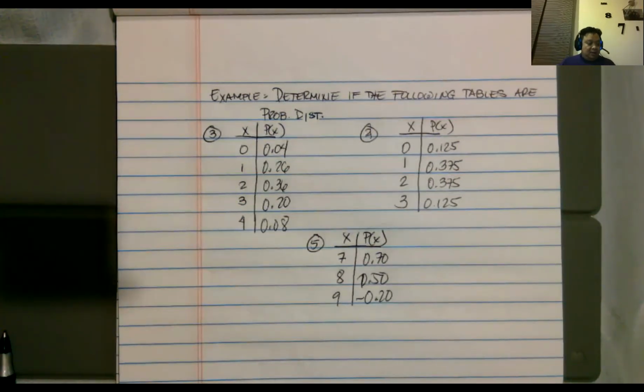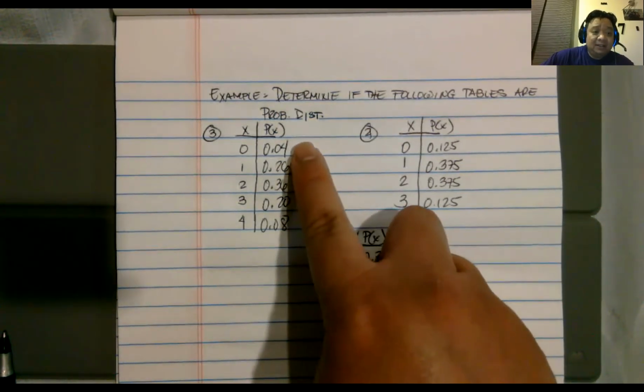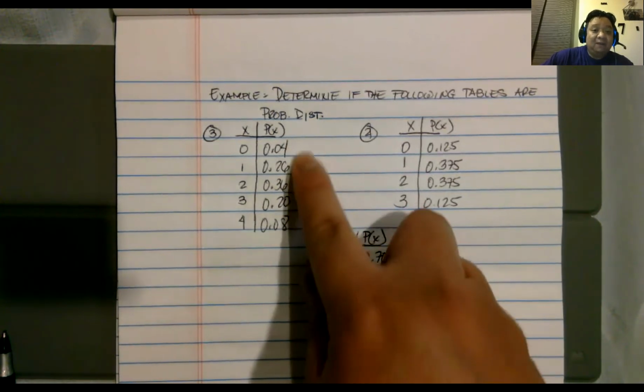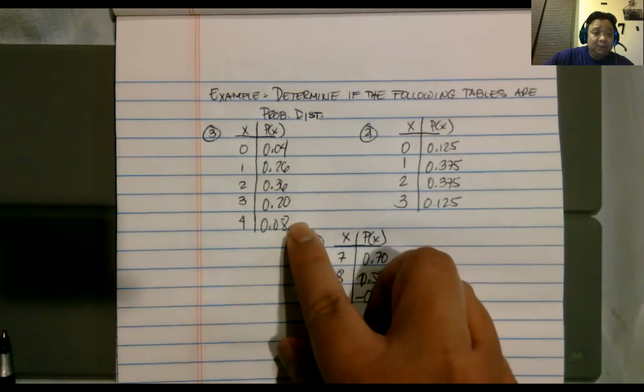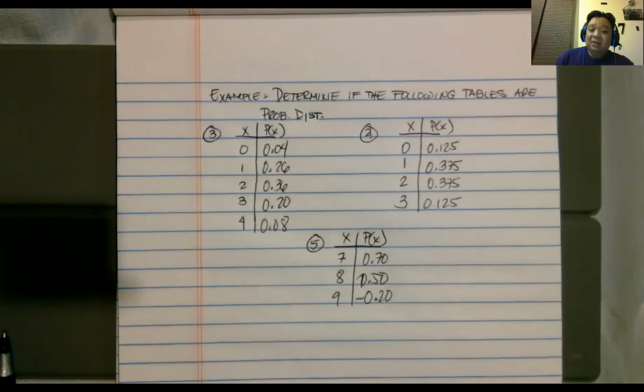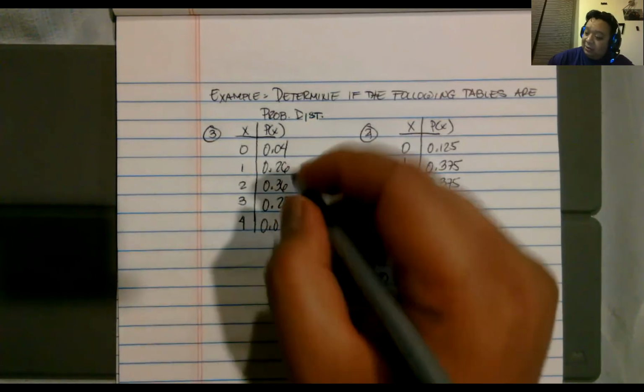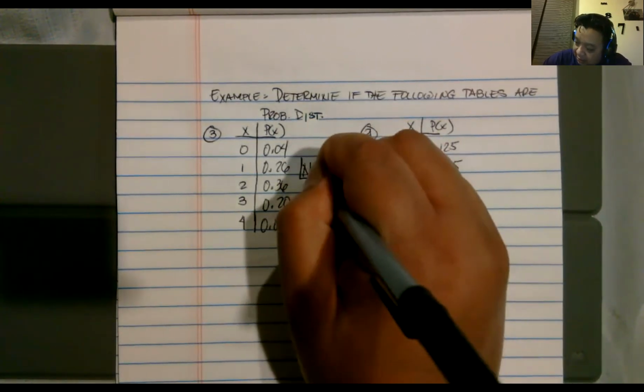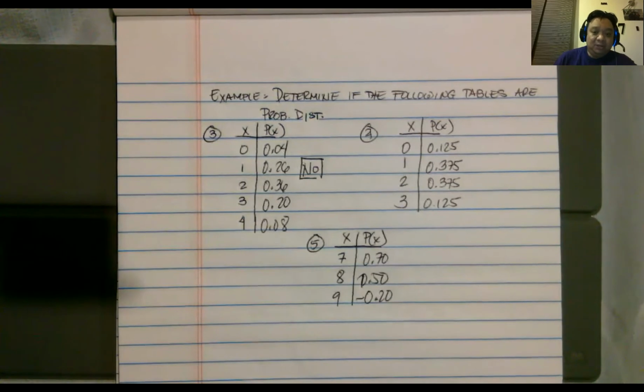All right, so let's talk about the answers, right? So is the first one a probability distribution? So someone said no. So the first one is no, and the reason for that is some of you were saying the sum was 0.94. So all the probabilities are between 0 and 1, but the sum of the probabilities is not 1. So this is a no. This is not a probability distribution.